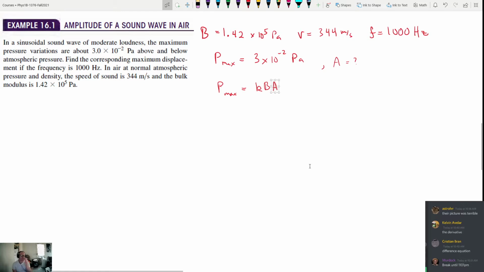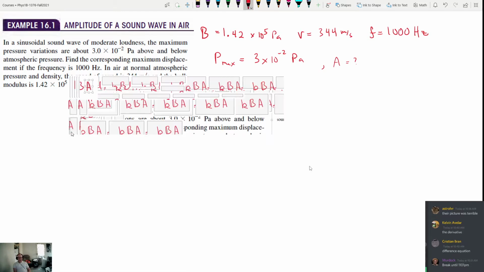So what does this mean? This is going to be the maximum distance that air molecules move, basically, right? So we've got a sound wave.